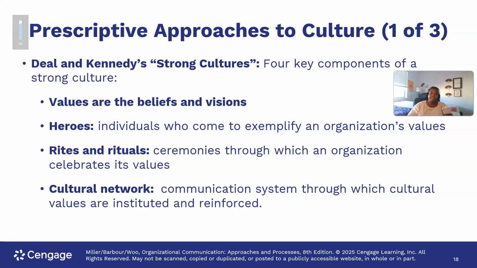So, prescriptive approaches to culture deal in strong cultures. Think of the top organizations; I believe the book uses Netflix as an example. Think of the large organizations that might embody these components of a strong culture. We have strong values, beliefs, and visions, and everybody, even people outside the organization, knows them. Heroes are individuals who exemplify the organization's values; the book talks about Bill Gates as the hero of Microsoft. Rites and rituals are ceremonies through which an organization celebrates its values. And the cultural network is the communication system through which cultural values are instituted and reinforced.